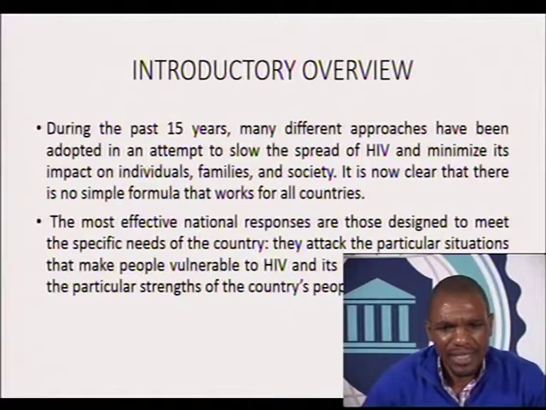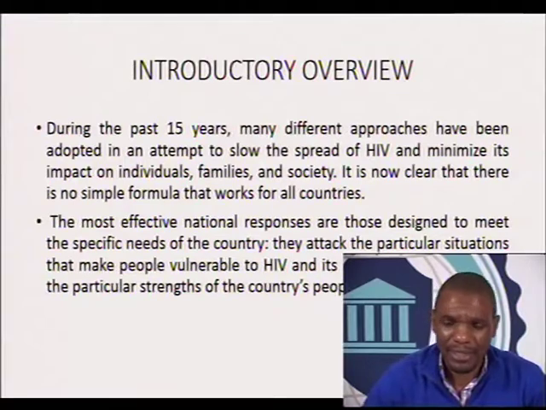During the past 15 years, many different approaches have been adopted in an attempt to slow the spread of HIV and AIDS, and minimize its impact on individuals, families, and society. It is now clear that there is no simple formula that works for all countries. The most effective national responses are those designed to meet the specific needs of the country. They attack the particular situations that make people vulnerable to HIV and its impact, and make use of particular strengths of the country's people and institutions.